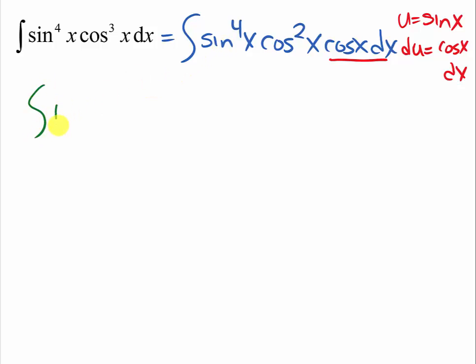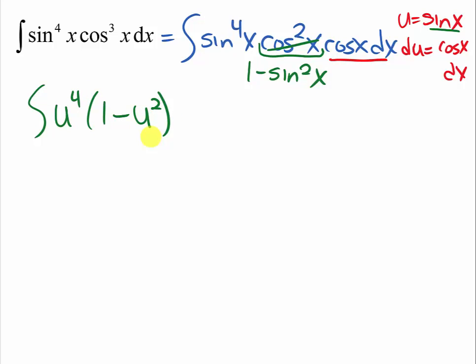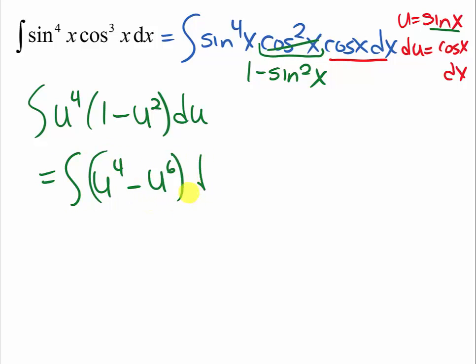Sine to the 4th becomes u to the 4th. Now I have a cosine and I'm trying to substitute in sine, so I'm going to use the Pythagorean identity and replace that with 1 minus sine squared x. So now I can replace that with 1 minus u squared. And then my cosine x dx just becomes my du. So if I distribute that through, that's u to the 4th minus u to the 6th du. And so I'm now ready to do the integration.